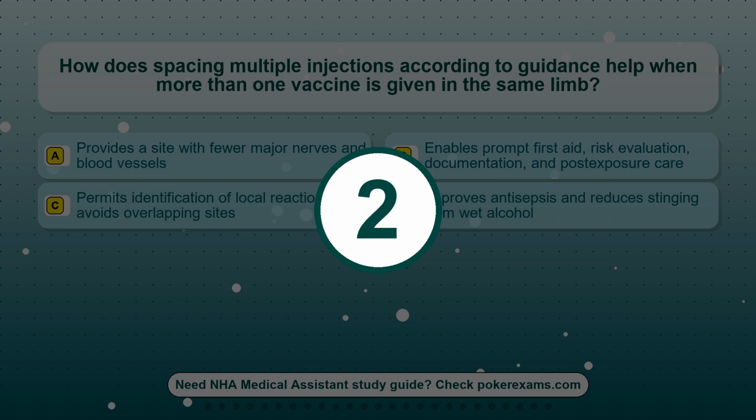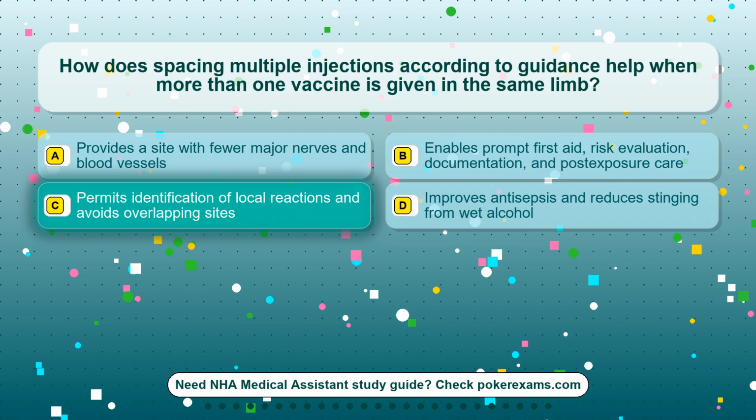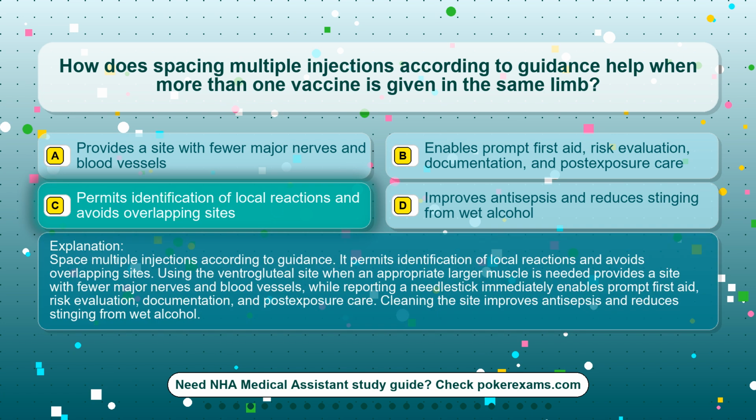The correct answer is option C. Permits identification of local reactions and avoids overlapping sites. Space multiple injections according to guidance. It permits identification of local reactions and avoids overlapping sites. Using the ventrogluteal site when an appropriate larger muscle is needed provides a site with fewer major nerves and blood vessels, while reporting a needle stick immediately enables prompt first aid, risk evaluation, documentation, and post-exposure care. Cleaning the site improves antisepsis and reduces stinging from wet alcohol.